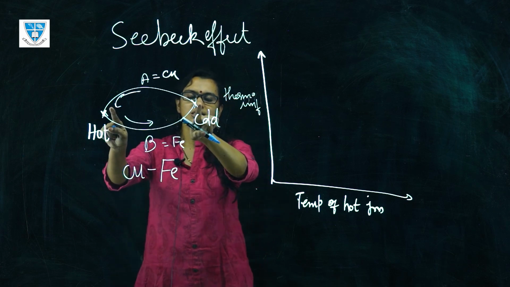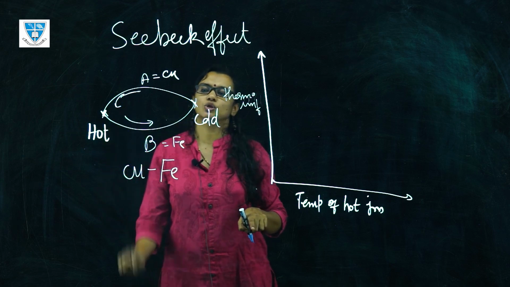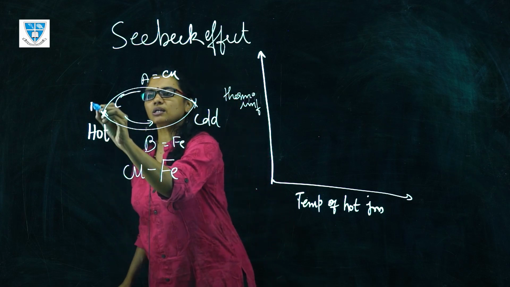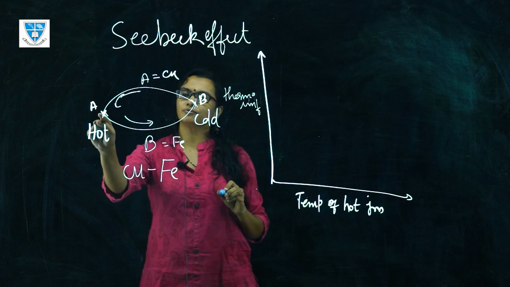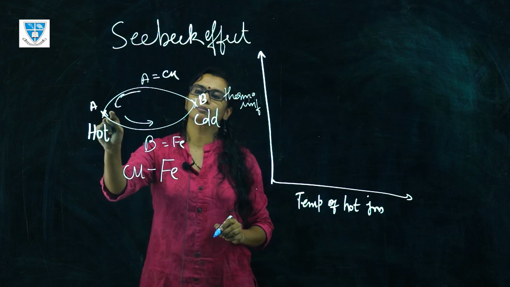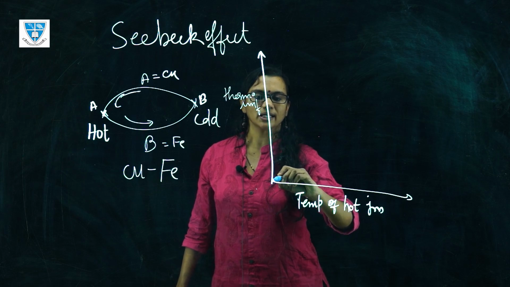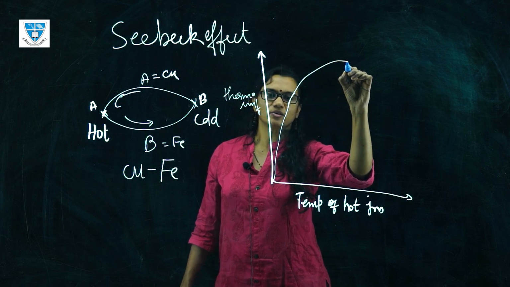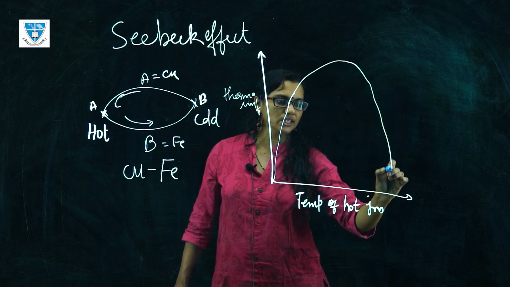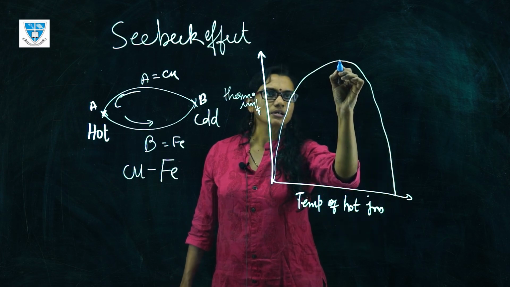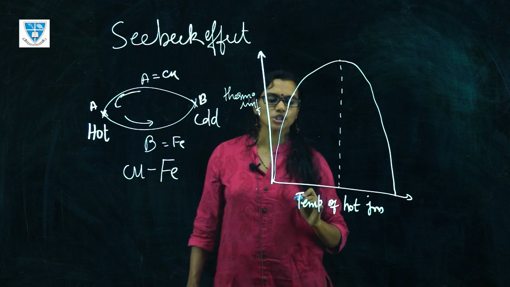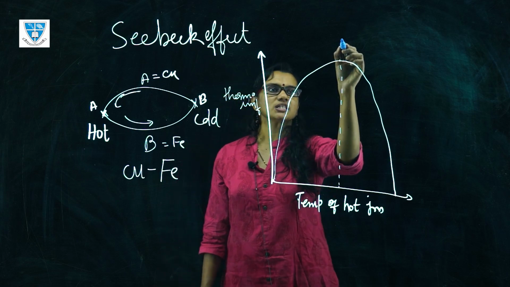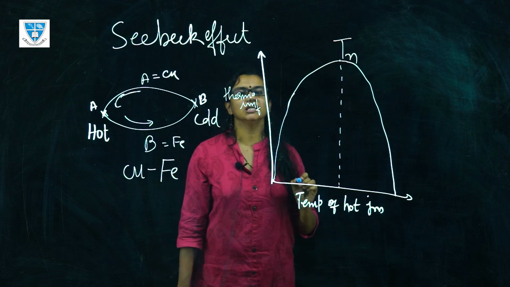Actually, both junctions are kept at the same temperature, and one of the junctions is heated initially. Let's mark these as A and B here. If junction A is heated, slowly the thermo EMF starts to increase, and as you increase the hot junction temperature, the thermo EMF reaches a maximum value, and thereafter it decreases to 0. The temperature of the hot junction at which the thermo EMF becomes maximum is known as the neutral temperature, marked as Tn.